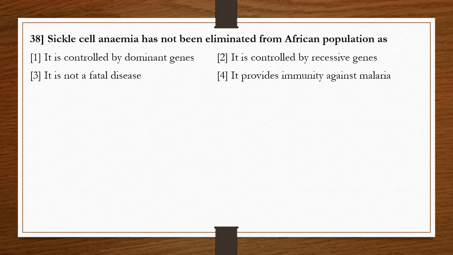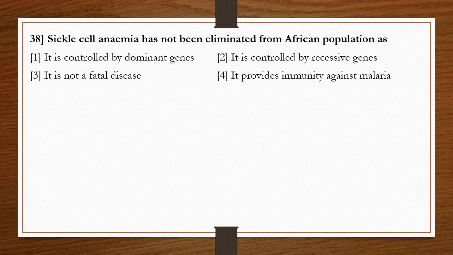Question number 38. Sickle cell anemia has not been eliminated from the African population as: option 1, it is controlled by dominant genes; 2, it is controlled by recessive genes; 3, it is not a fatal disease; 4, it provides immunity against malaria.